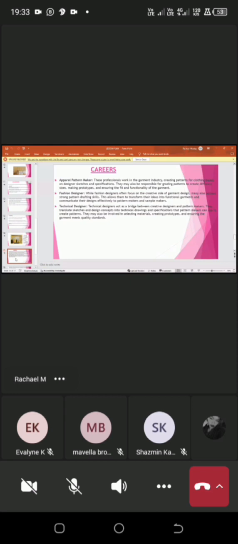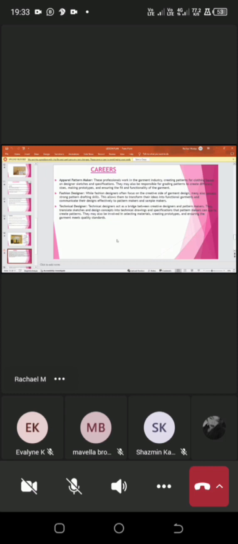You can also become a fashion designer, okay? On the creative side of the garment design. So here it will allow you to transform the ideas of people or your customers into a functional garment and communicate the designs effectively to the pattern makers that we have talked about here, alright, and sample makers.